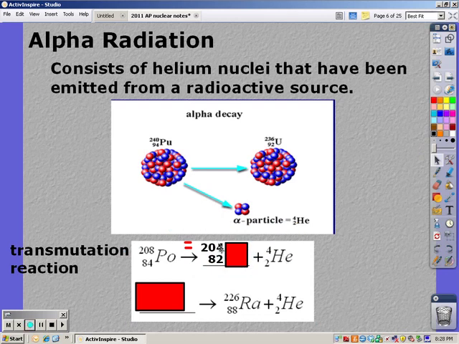The number on bottom is our atomic number, and that tells us what element we have. So 82 corresponds to lead. The bottom, something is equal to 226 plus 4. And so that's 230. And then 88 plus 2 gives us 90. And 90 is Th.